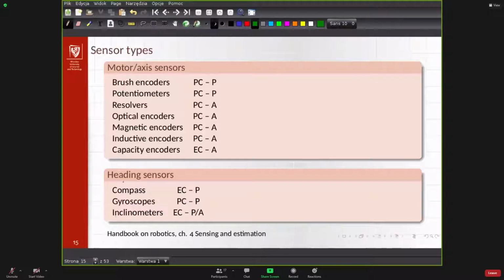We can also have heading sensors for the direction where the robot is, what is the orientation of the robot. Again, compass, gyroscopes, inclinometers.